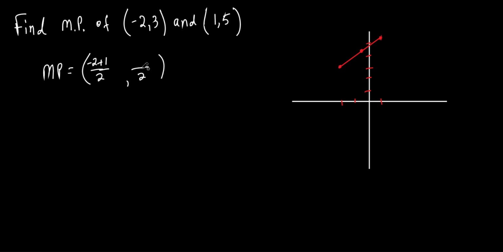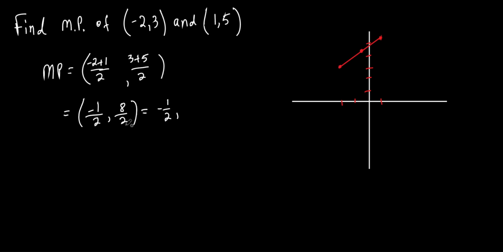Now I add the y's. Which ones are my y's? The 3 and the 5. So I add those together. Everybody see that? Okay, let's do it. -2 plus 1, it's -1 over what? 2, comma. 3 plus 5 is 8 over 2. Let's simplify it. Can I simplify this one? No, it's just -1/2.